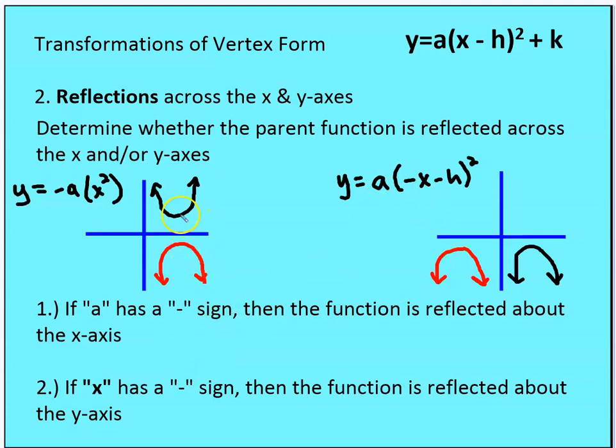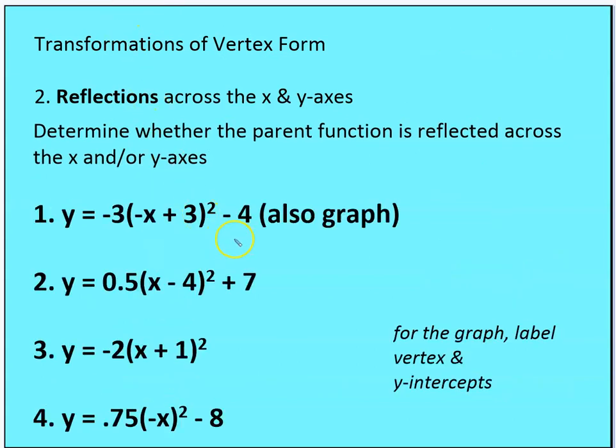So in a reflection, each point is reflected in such a way that the distance from the point on the original graph to the line of reflection is the same as the distance from the line of reflection to the reflected point. All right, so at a high level, reflection across the x-axis, reflection across the y-axis, those two different formats. Now we want to determine if the graph is reflected over the x or y-axis, and that's what you're going to state here for each of these four.